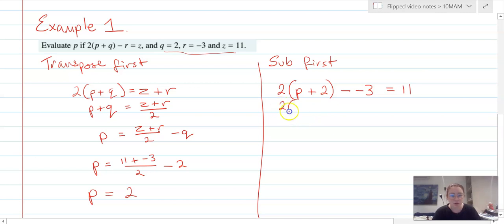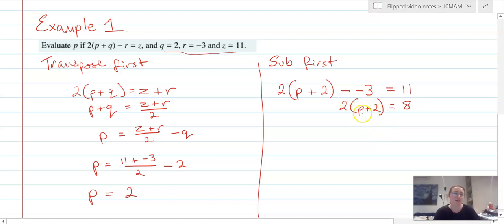So we've got 2 times (p plus 2 minus -3). So that's effectively plus 3. So we're going to subtract 3 from both sides to get rid of that. So let's write this a little bit further over. 2 times (p plus 2) equals 11 minus 3, which is going to be 8.